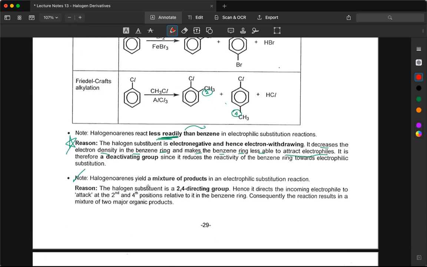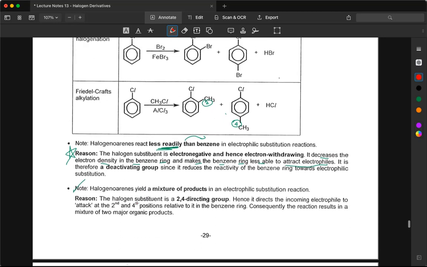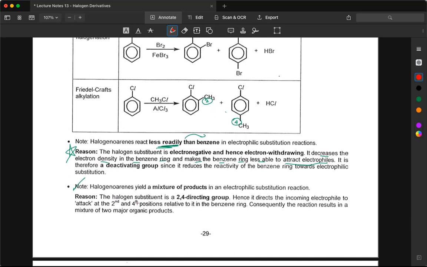Also, halogenoarenes yield a mixture of products in electrophilic substitution. The reason is the halogen substituent is a 2,4 directing group. So it will direct the incoming electrophile to attack the 2 and 4 positions, resulting in a mixture of 2 major organic products.